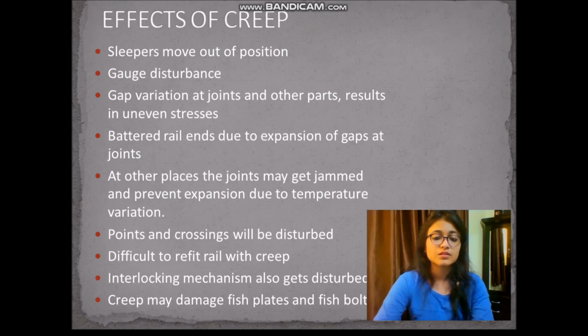So clearly, if the gap has increased, then the wheel has to take a bigger jump, and because of that more impact comes on the rail ahead, so that will damage the rail end. This is another effect of the creep. At other places the joints may get jammed and prevent expansion due to temperature variation.